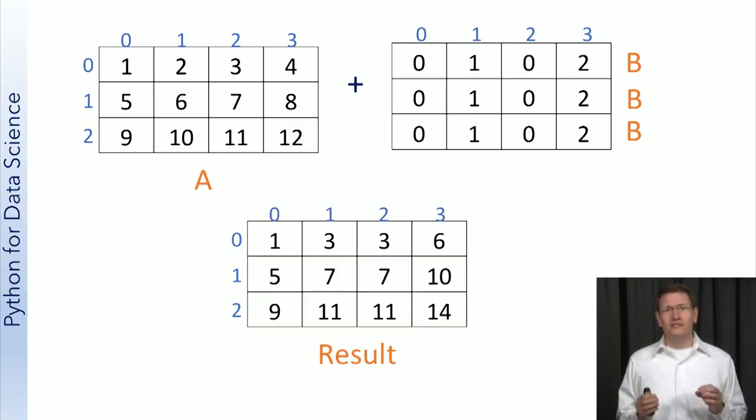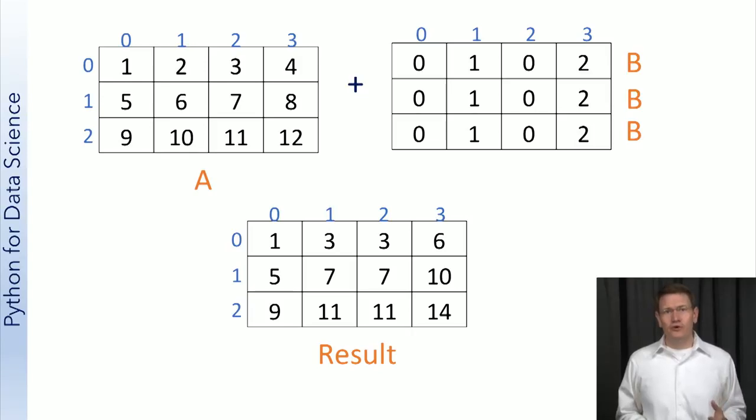I will note that this is only for illustration purposes. B actually retains its original shape, and that's part of the beauty of broadcasting. Because B retains its original shape, no copying is involved. This is actually a very memory and computationally efficient operation.